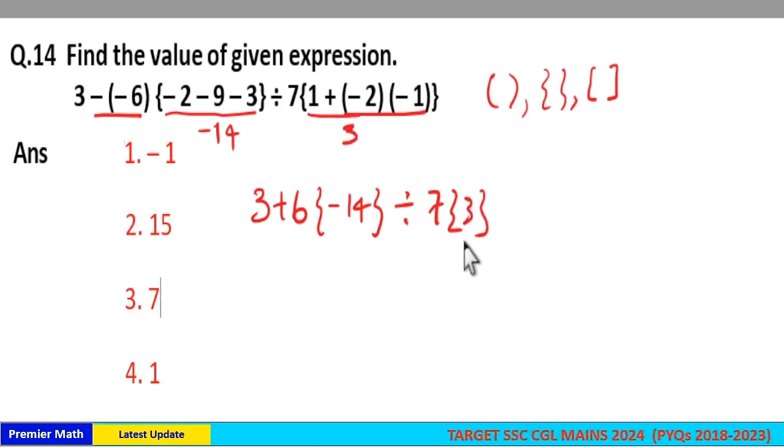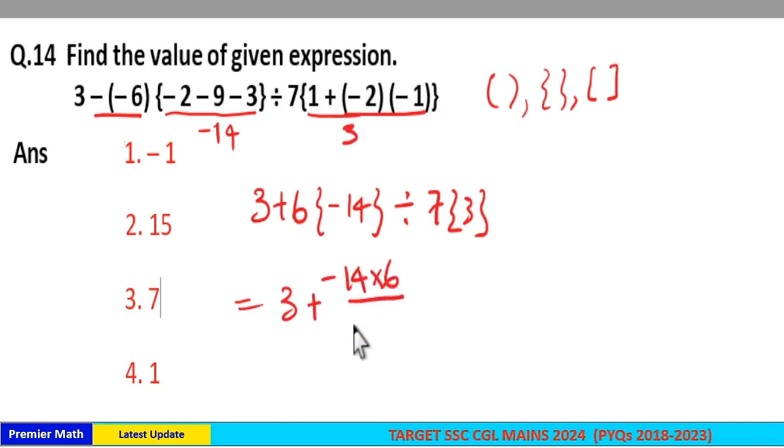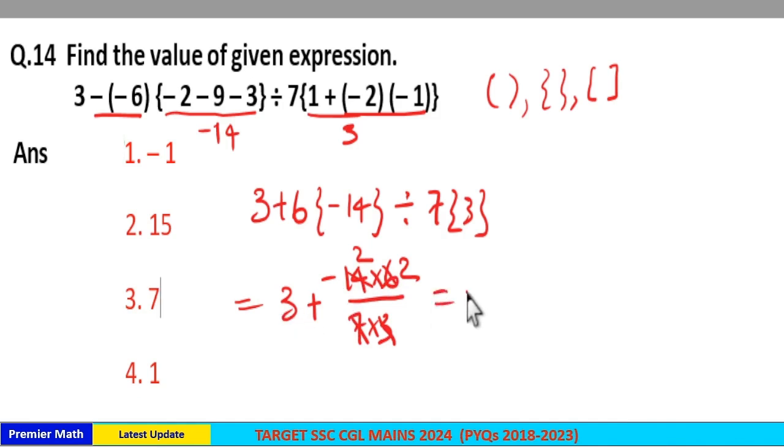7 into 3. So this is equal to 3 plus minus of 14 into 6 divided by 7 into 3. 3 goes 2 times in 6, 7 goes 2 times in 14. So minus 4 plus 3 is equal to minus 1. Option 1 is your answer.